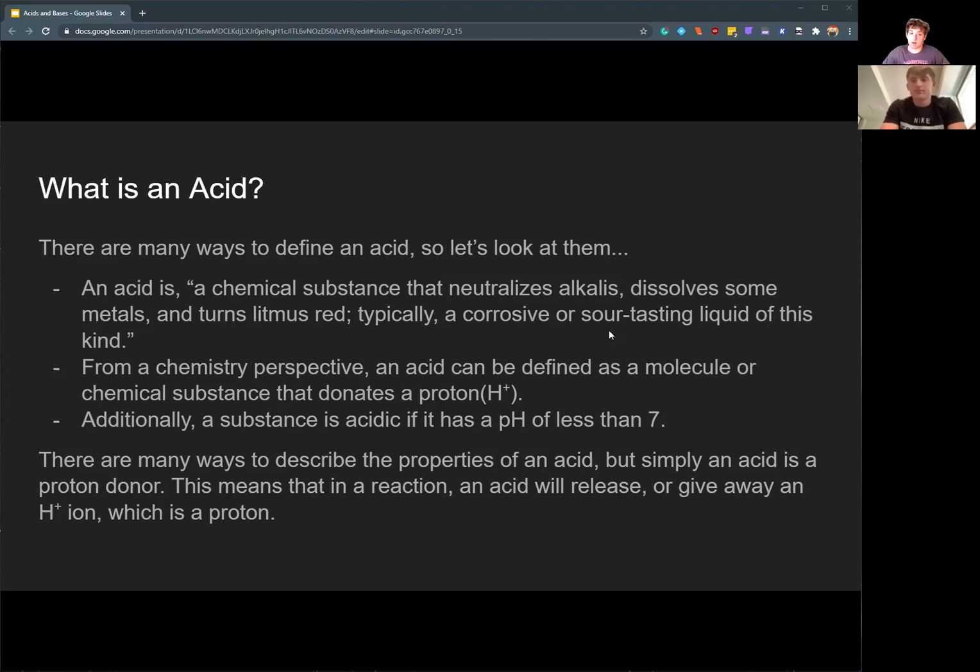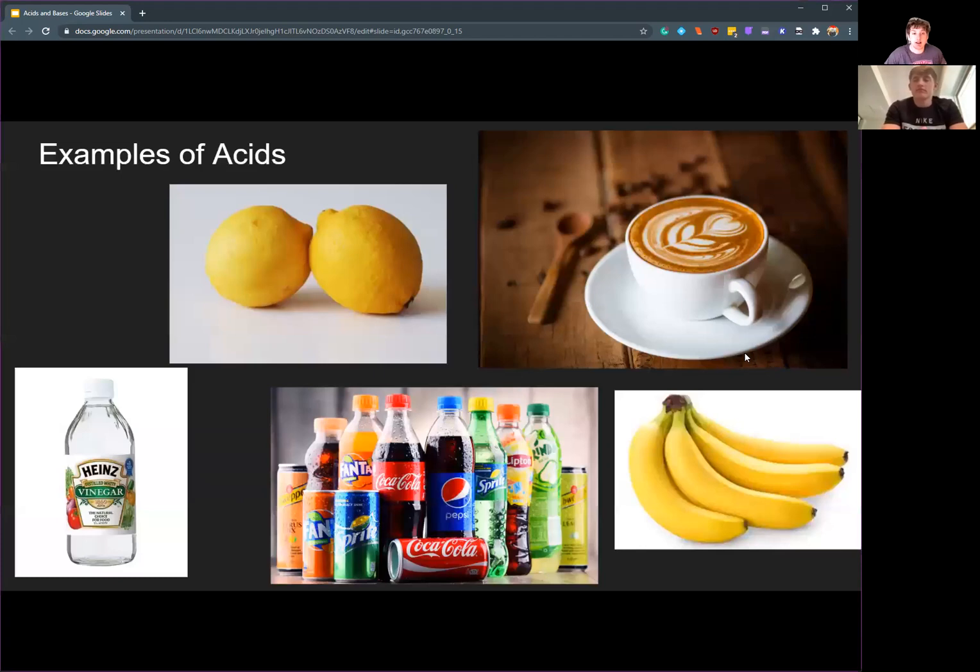Additionally, a substance is acidic if it has a pH of less than 7. And that's a scale we'll go over at the end of this presentation. There are many ways to describe the properties of an acid, but simply, an acid is a proton donor, is the simplest way to think about it. This means that in a reaction, an acid will release or give away an H plus ion, which is the same as a proton.